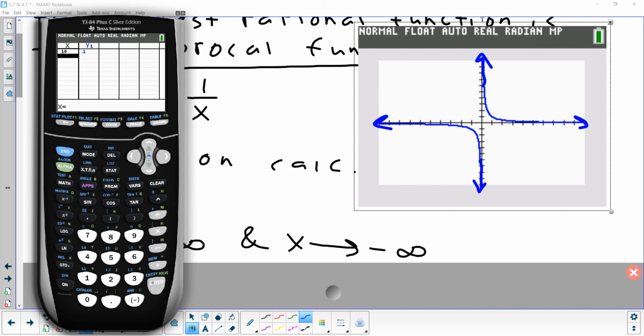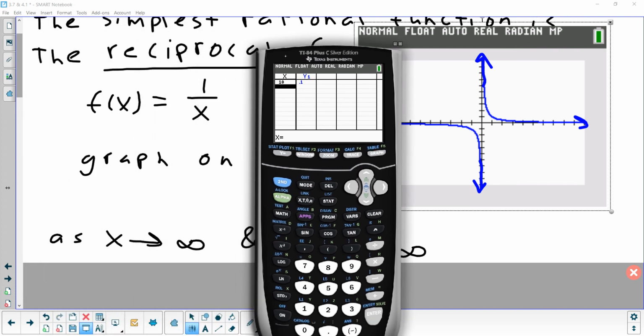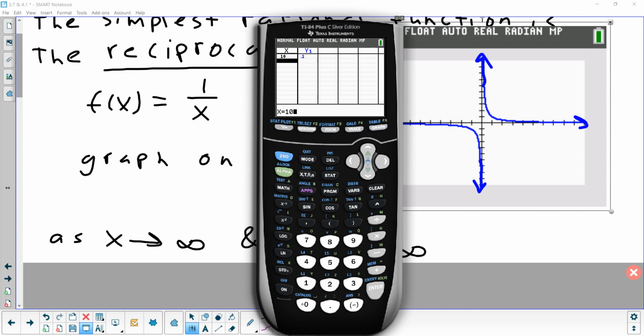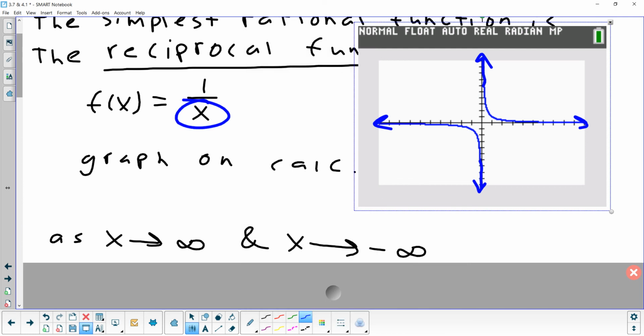When x is 10, I am at 0.1 for the y-value. When x is 100, I'm at 0.01. When x is 500, I'm at 0.002. What does it look like I'm getting close to? I'm going to get close to this number, but I'm never going to reach it. Yep, 0. Because you're taking the number 1 and dividing it by x. The bigger the number you divide by, the smaller the fraction you get.